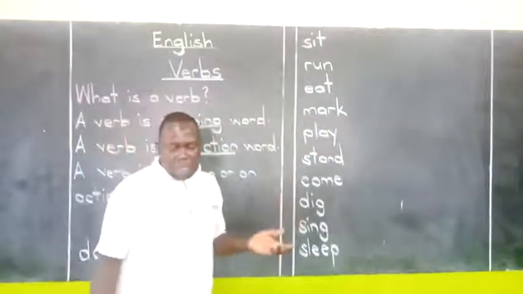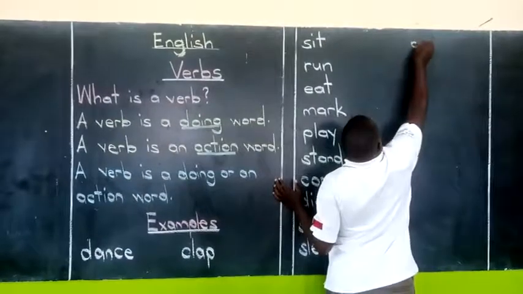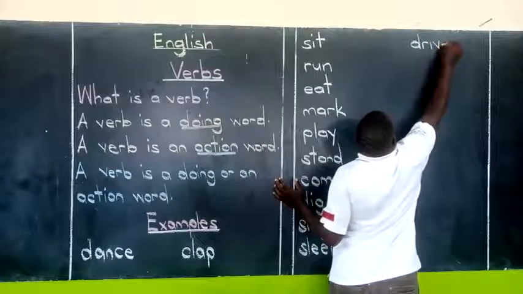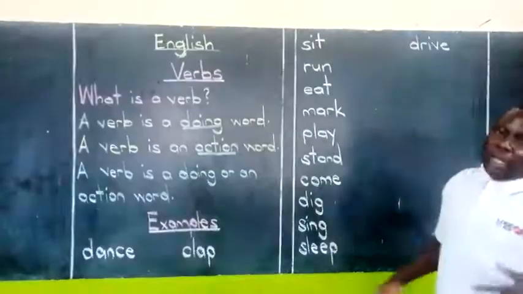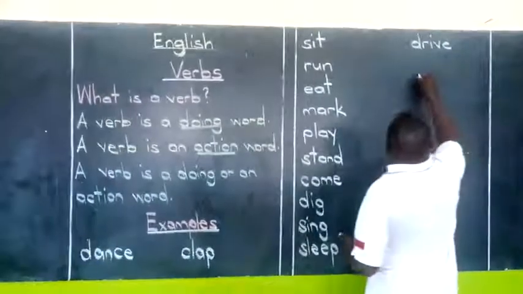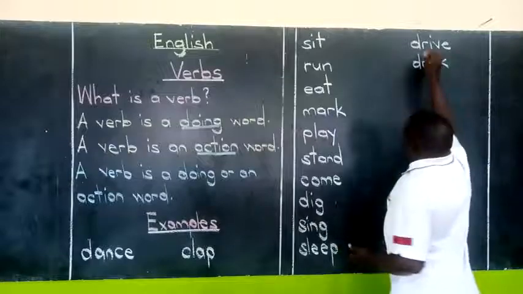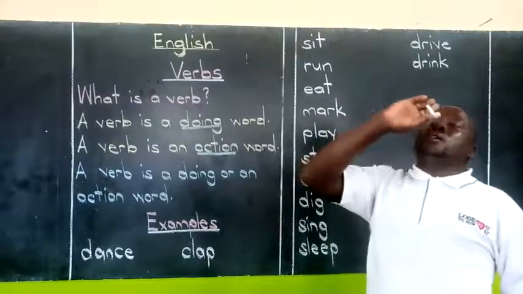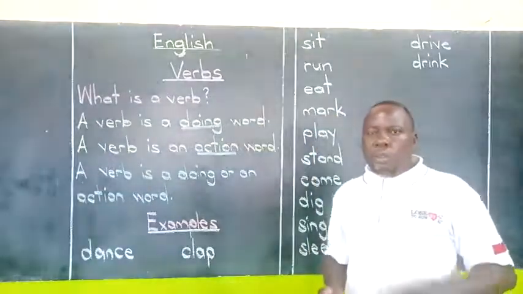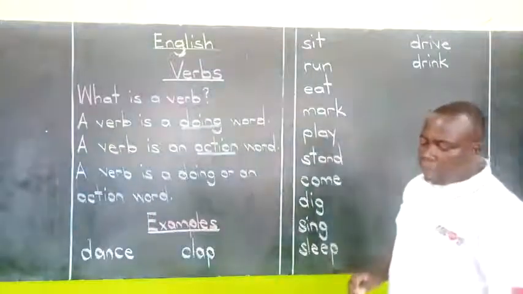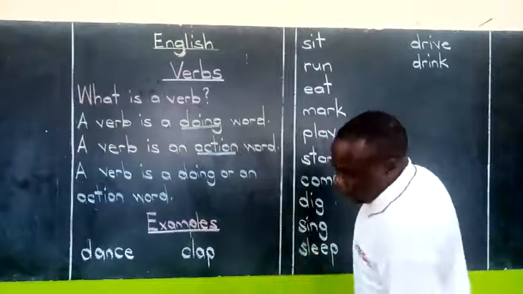There are many. We can have drive. You can drive a car, a lorry, and so many. We have drink. You have water, soda, so drink. Action with the word. That is why it is called actioning word. A word with the action. Read.